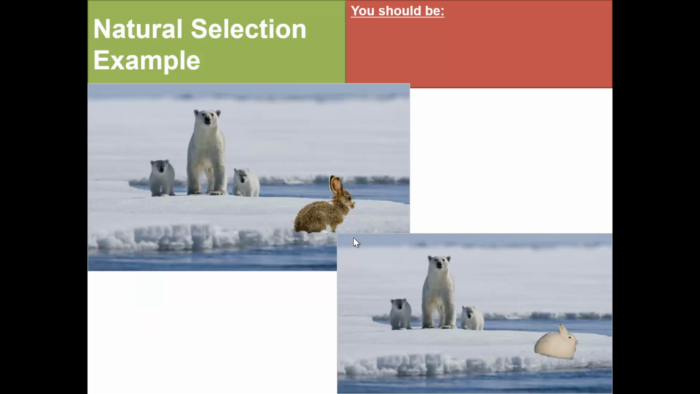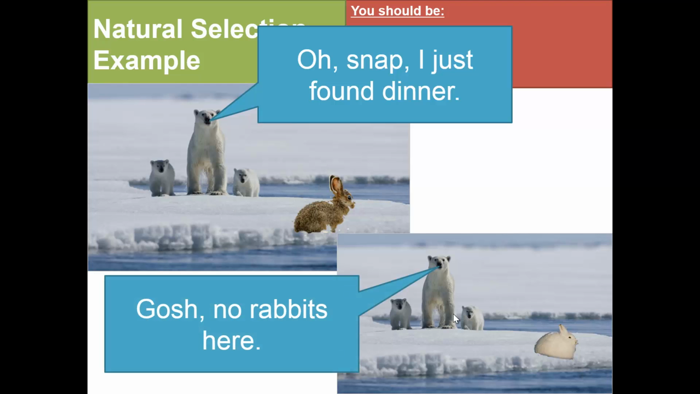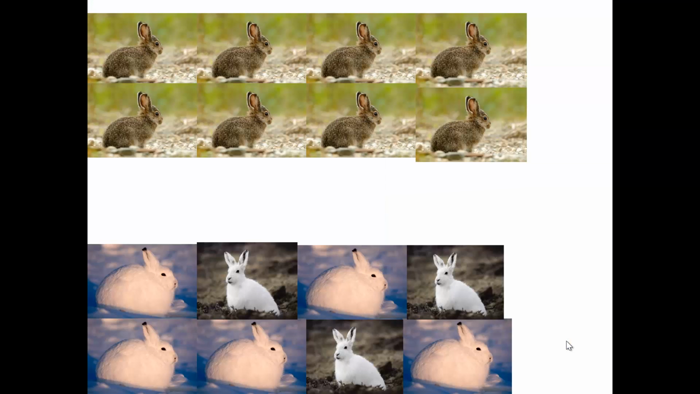Here's an example of what I mean. This brown rabbit here, poor thing, is going to get eaten up by these hungry polar bears because it can easily be seen. But the white rabbit that's here may be able to camouflage just a bit better. And so these hungry polar bears might not actually see the white rabbit as they pass on by. So you can see in this example that this polar bear has found dinner, and this polar bear is not going to be able to see the rabbit because it is able to blend into the environment with its camouflage.